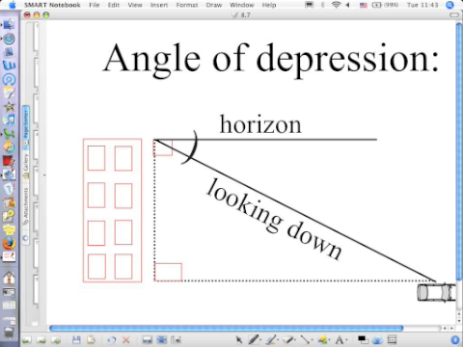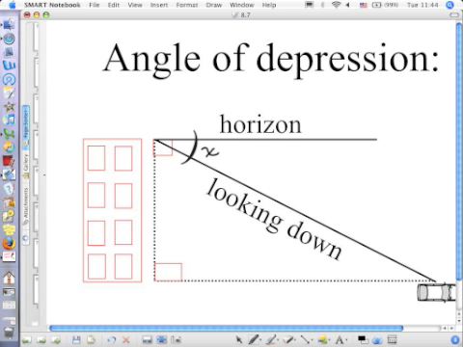An angle of depression is when you're somewhere and you're looking down. For instance, if you were sitting at the top of a building and you were looking down to a car on the street, the angle of depression is from the horizon, looking straight ahead, down to the object that you're looking at. So in this case, this would be our angle of depression.